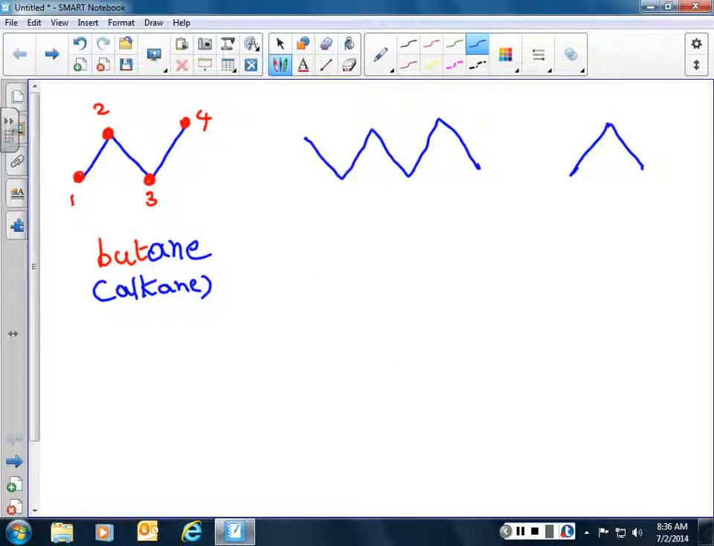Agree? What is meant by alkane? It will have all carbon-carbon single bonds. Why but? 1, 2, 3, 4. 4 is but. A because carbon-carbon single bond. So the name is butane.